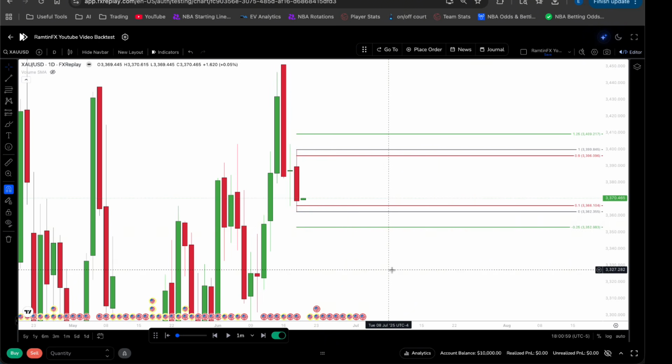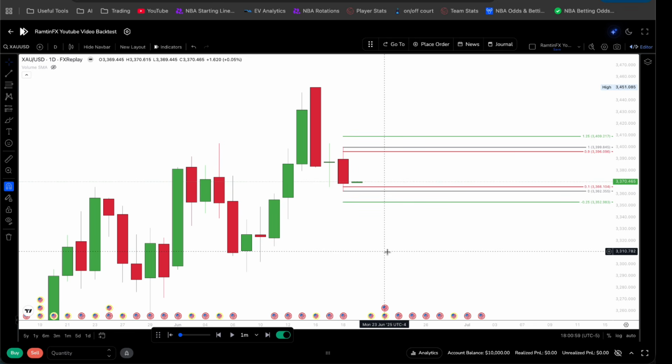All right, so now that we're on gold, on the daily time frame, have our Fibonacci tool set up, drew the Fibonacci from top to bottom, so from high to low. Let's take a look at how we would actually execute a trade.